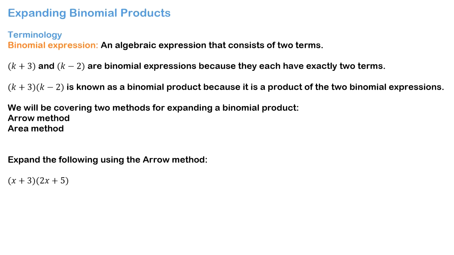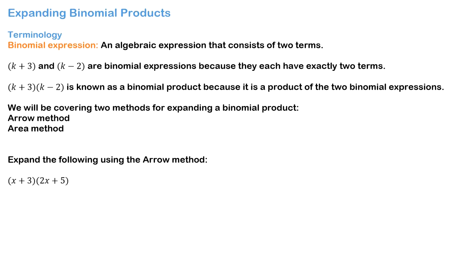In this video, we'll be looking at expanding binomial products, and some terminology before we begin is what a binomial expression is. This is an algebraic expression that consists of two terms. So we have k plus 3 in brackets and k minus 2. These are known as binomial expressions because they have exactly two terms.